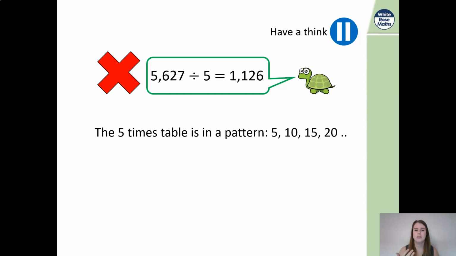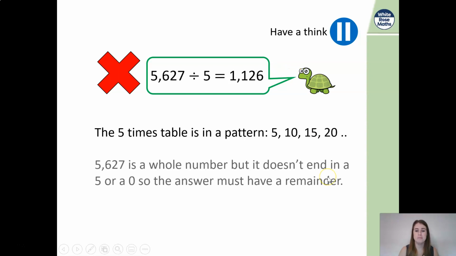Okay, so the 5 times table goes in a pattern of 5, 10, 15, 20. And we know that our numbers either end in a 0 or a 5. Now we're dividing 5,627. 7 is not a multiple of 5. Therefore, my answer must have a remainder. Okay, and this answer here doesn't have one.